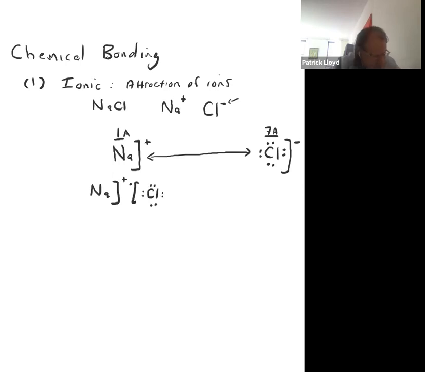So what do you notice about that? If you add up, so I'm putting a negative here. Notice I put the brackets on the opposite side for the sodium, just to show you. The attraction is just because they're opposite charges. That's what holds them together.